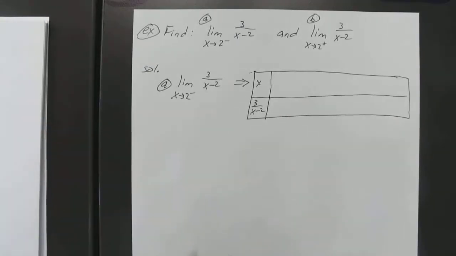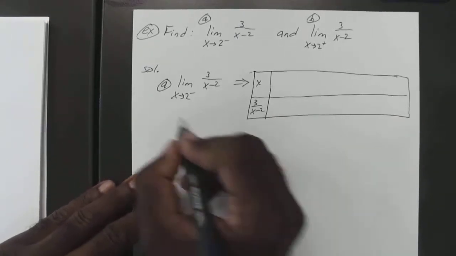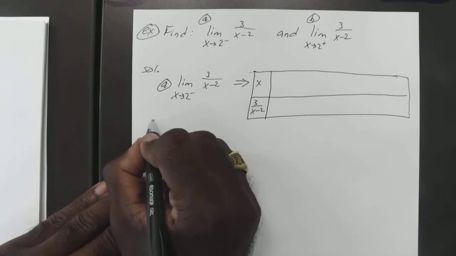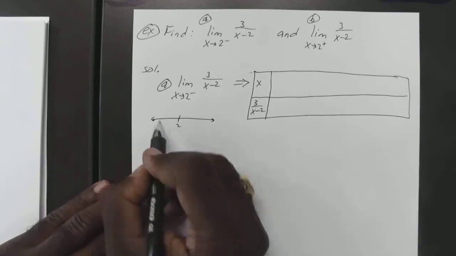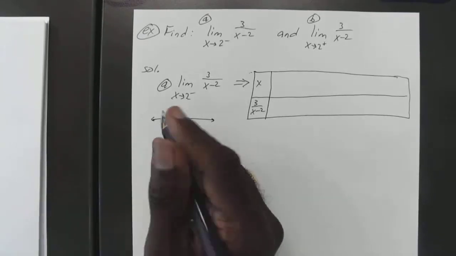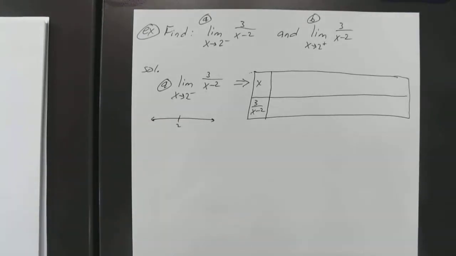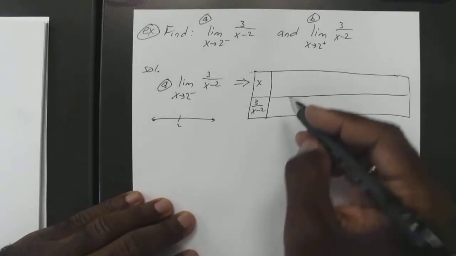Okay, so as you're approaching it from the left, just a quick little number line here. If you're approaching it from the left, you're getting 1, 1.9, 1.99, 1.999. It's getting really, really close to 2 from the left.